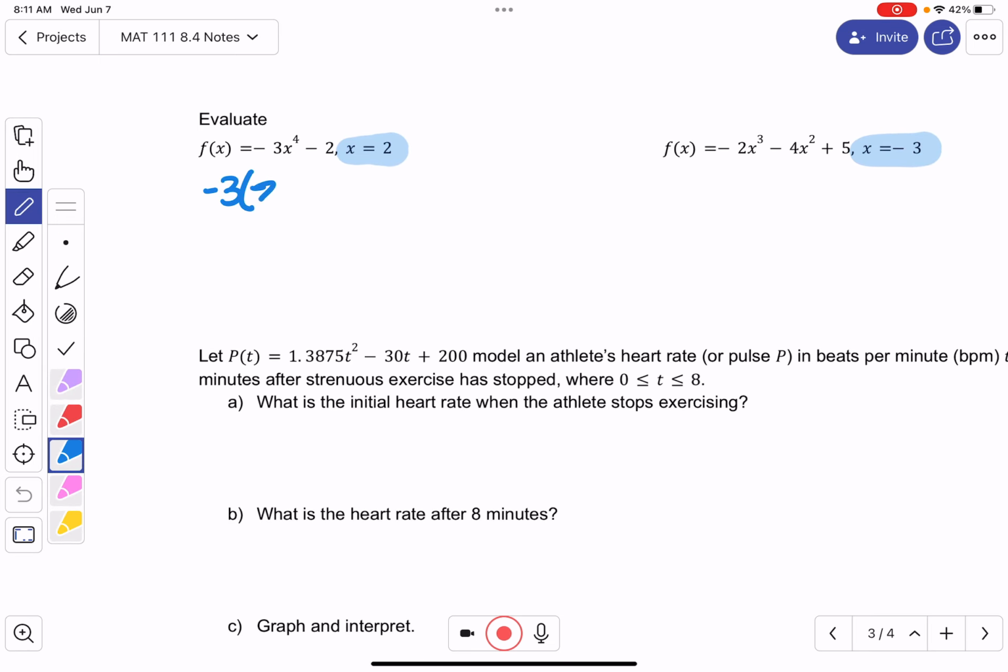We do g of 1. 2 times 1 is 2. And 1 minus 1 is 0. We can't have 0 on the bottom, so it's undefined. I like to write this little null set thing. And then g of 2, we would do 2 times 2 over 2 minus 1. 2 times 2 is 4. 2 minus 1 is 1, so we would get 4.